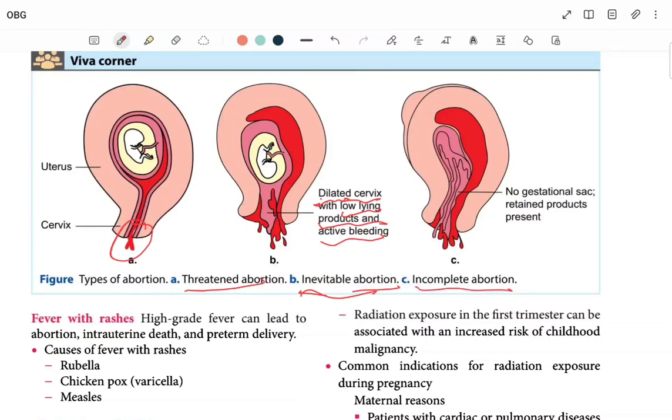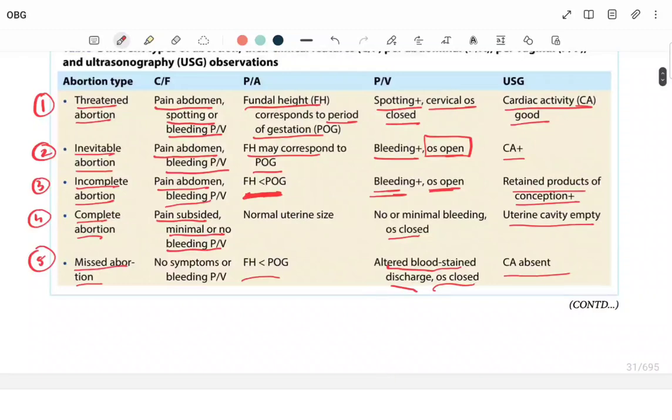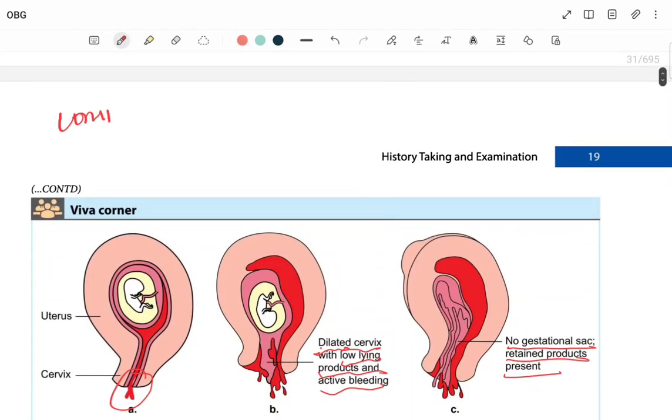And the last one is the incomplete abortion. Incomplete abortion, which means there are some retained products present. Retained products of conception are present, and there is no gestational sac. So very important, in which abortion type will you have an empty uterine cavity? It is complete abortion. Only in complete abortion, if you do an ultrasound, you get an empty uterine cavity.